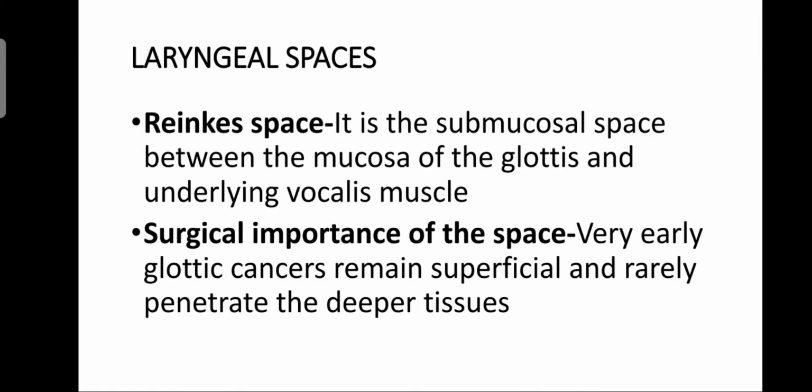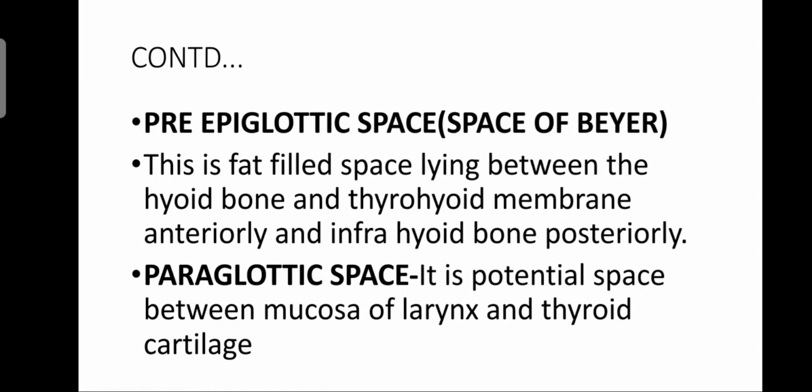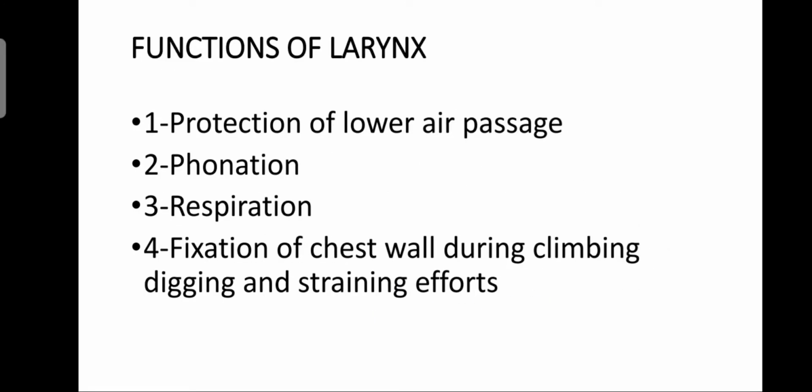Laryngeal spaces. Reinke's space. It is the submucosal space between the mucosa of the glottis and underlying vocalis muscle. Surgical importance of this Reinke's space is that very early glottic cancers remain superficial and rarely penetrate the deeper tissues. Preepiglottic space is also called the space of Boyer. This is a fat-filled space lying between the hyoid bone and thyrohyoid membrane anteriorly and the epiglottis posteriorly. Paraglottic space. It is a potential space between mucosa of larynx and thyroid cartilage.